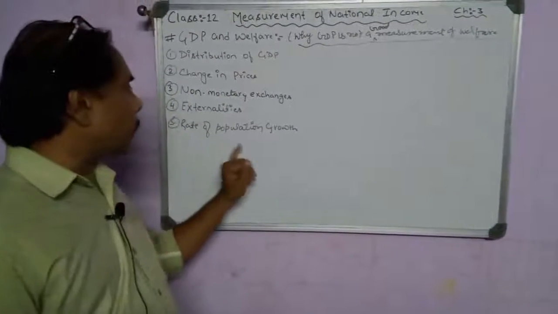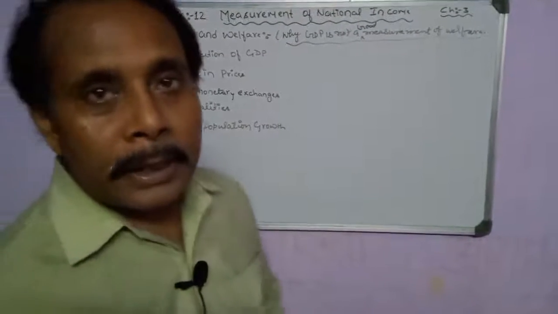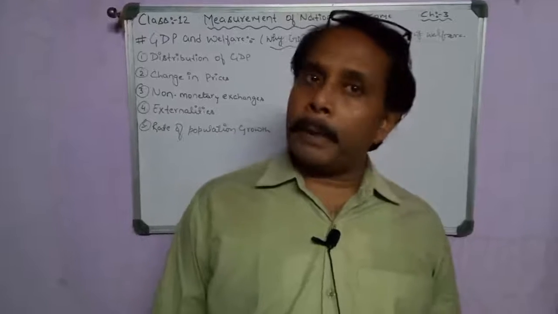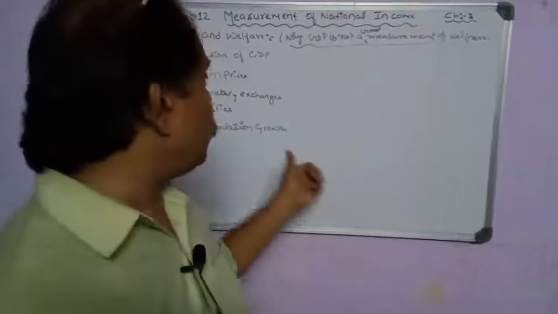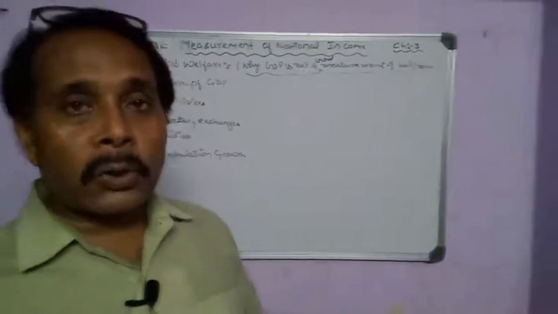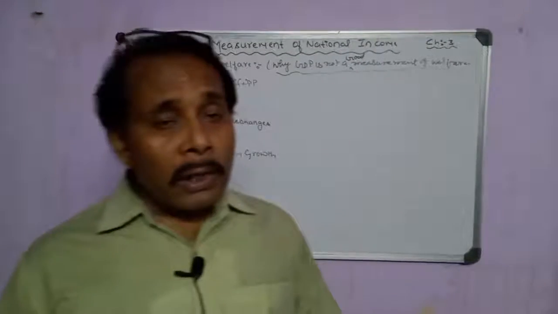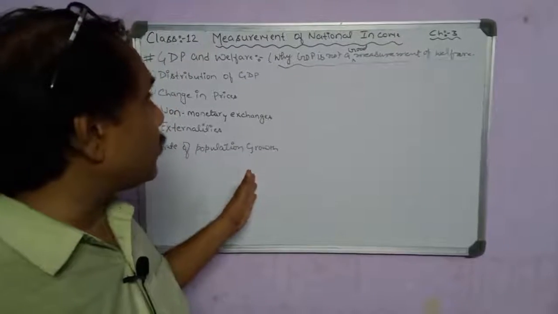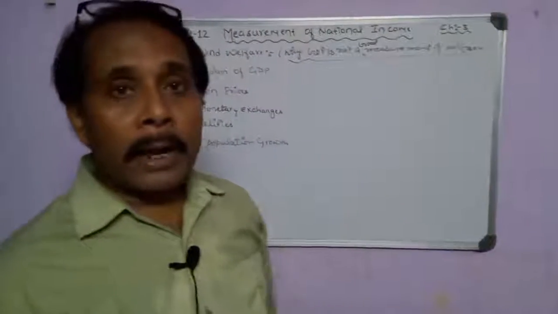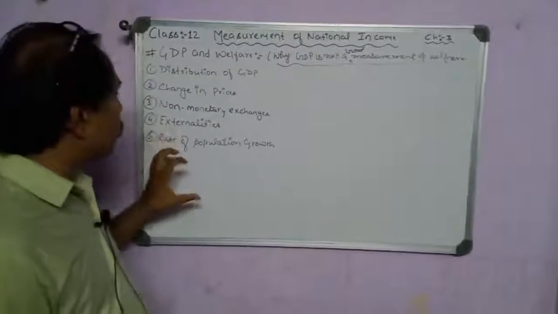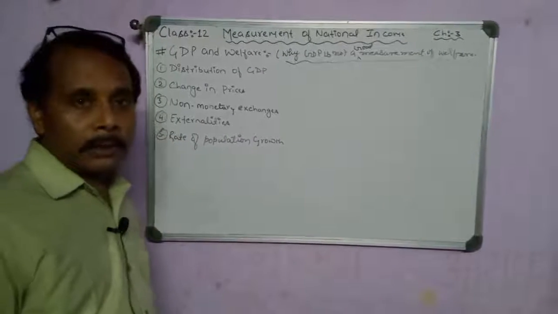Next is the rate of population growth. If the population growth is very high, then even if the GDP increases, the people will suffer, because GDP will never increase in the ratio of the increased population. So it also creates a gap between rich and poor. All these points indicate that GDP is not a good measurement of welfare, and these are the important components, so a student must explain it. Is it clear? Okay.